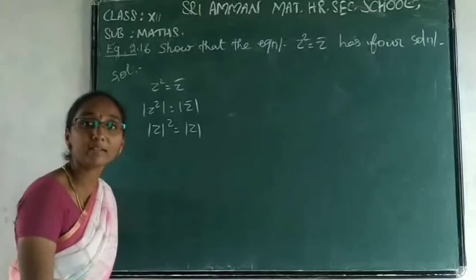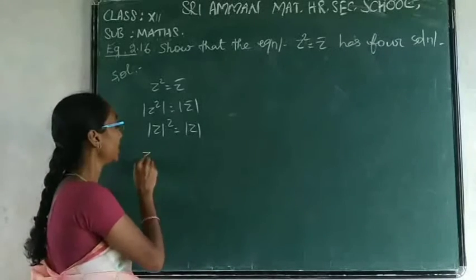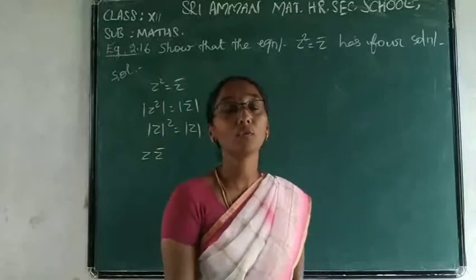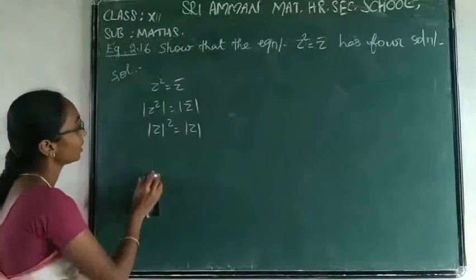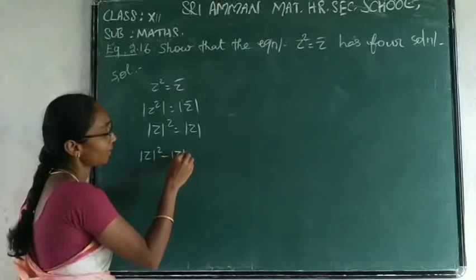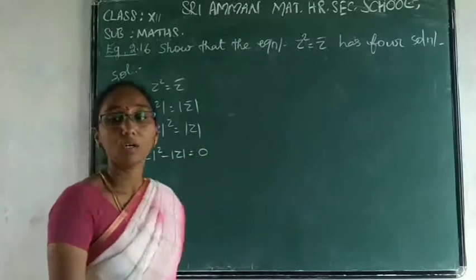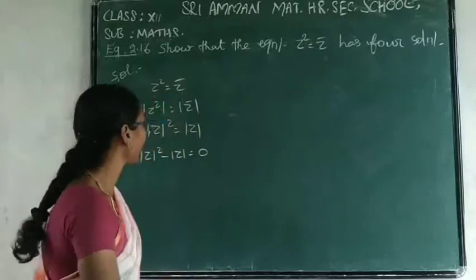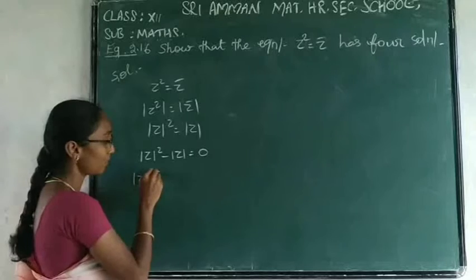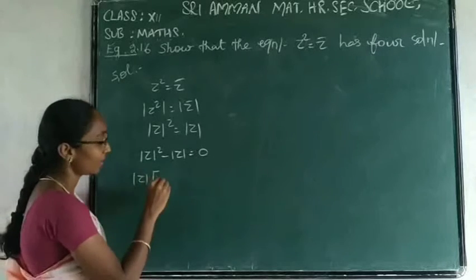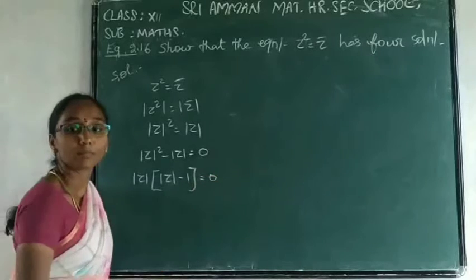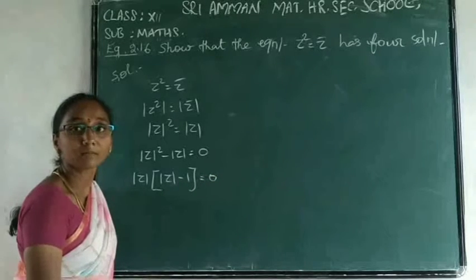So we write modulus of z squared minus modulus of z equal to 0. Taking the common factor modulus of z, we get modulus of z times modulus of z minus 1 equal to 0. You understand?